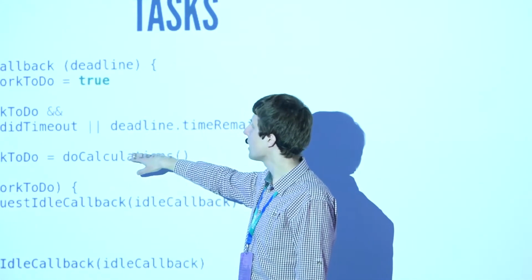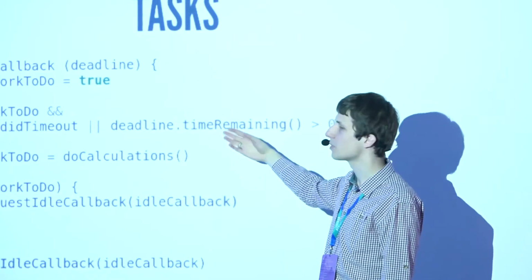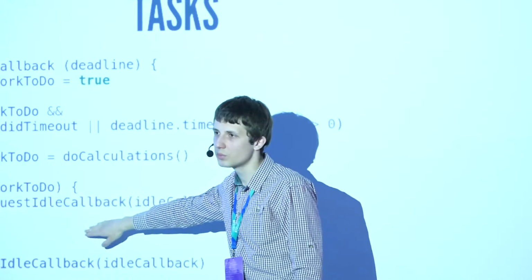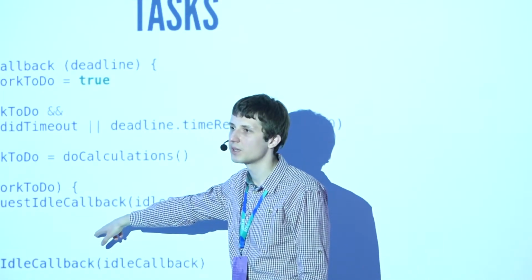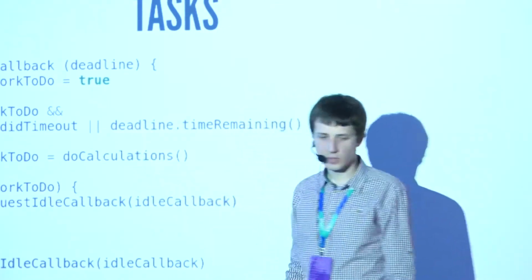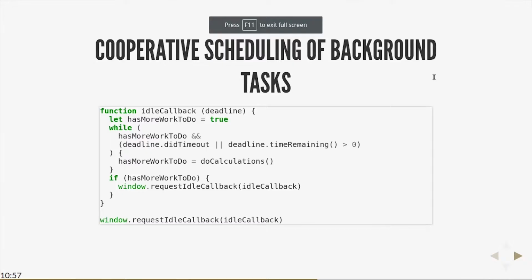And we are doing them for as long as the deadline did not exceed. So we are doing those calculations as long as we have time. When we don't have time, we stop the calculations. If we still have more work to do, we will say that next time you get a chance, please execute some more calculations. But we are doing this only while we still have time. So this is pretty neat. The other thing here is didTimeout. This flag can be passed to our function, this didTimeout flag, and it has a special meaning.